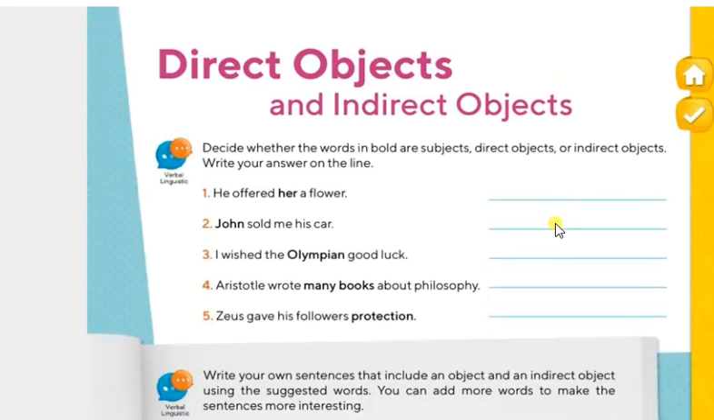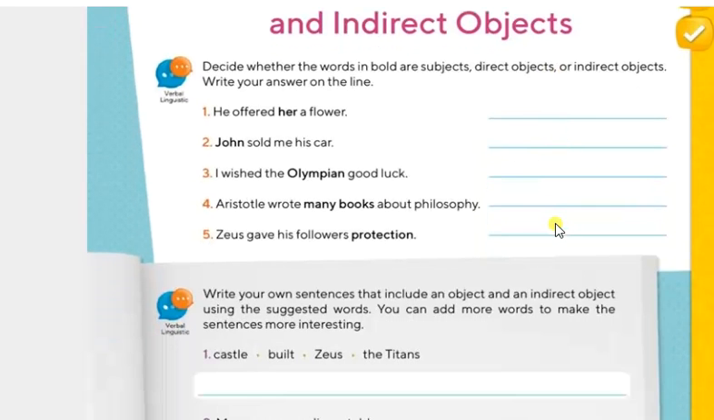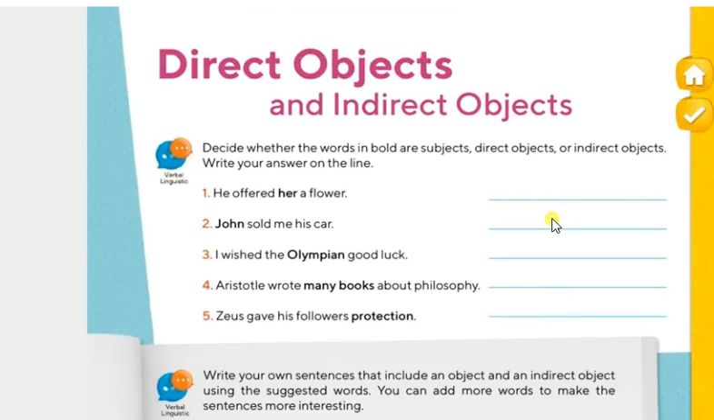Then we have to continue on the next page. It is page number 86, okay? All right. Direct objects and indirect objects. These are exercises to identify both of them, okay? Decide whether the words in bold are subjects, direct objects, or indirect objects. Write your answer on the line. Number 1. He offered her a flower.